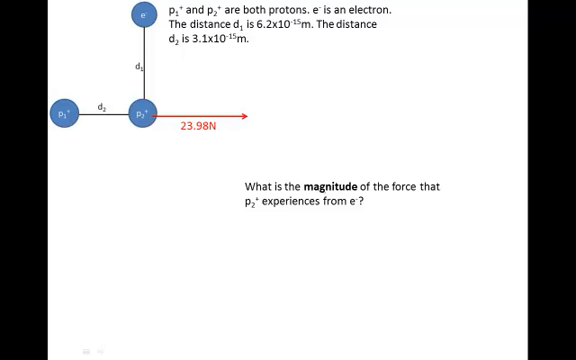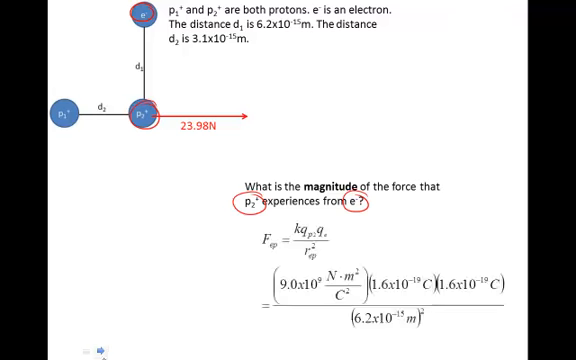Now, let's find the magnitude of the force that P2 experiences from the electron. So there's an electron up there, and there's P2. Again, we use Coulomb's law. K is this constant again. The charge of the proton is still 1.6 times 10 to the minus 19th. The charge of the electron is the same value, but negative.